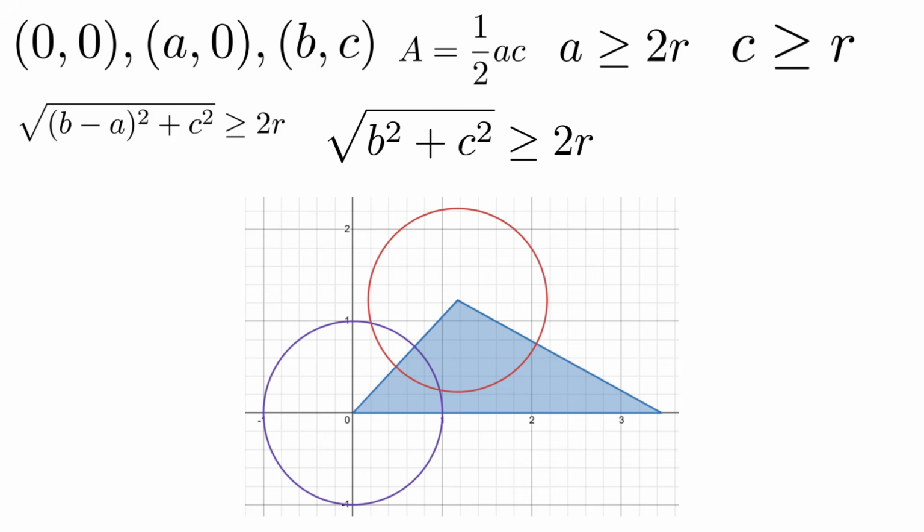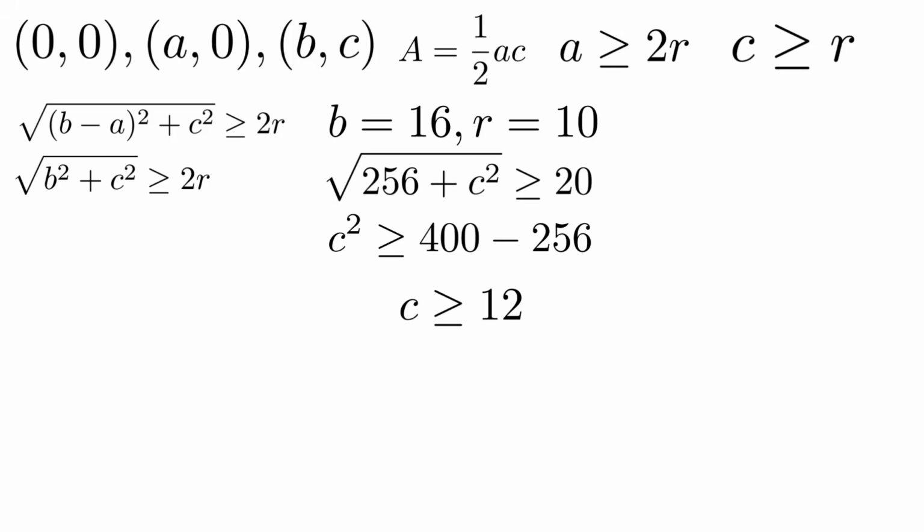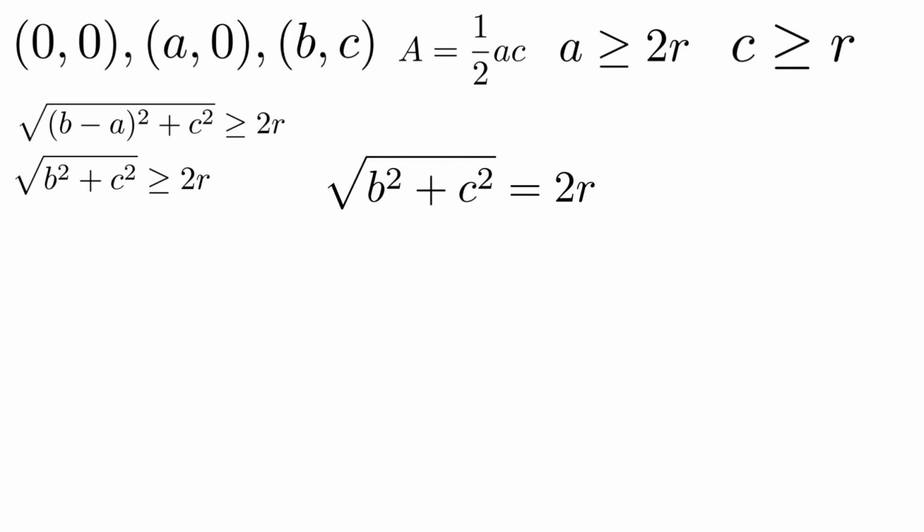The first thing we can notice is that due to the area formula, we want to minimize a and c. If we look at equation 4, if b is a value, the smallest value c can be is the one that makes it equal to 2r, not any greater than it. This leads to the square root of b squared plus c squared equaling 2r. We can then square both sides to make this simpler, and we get b squared plus c squared equals 4r squared.